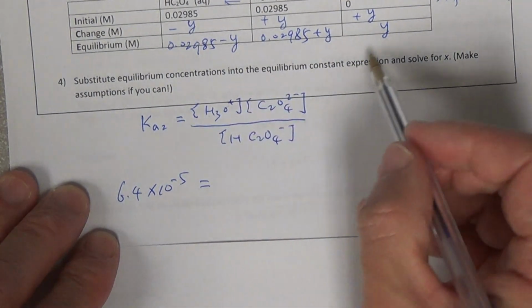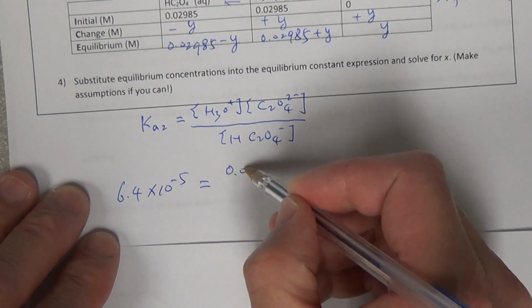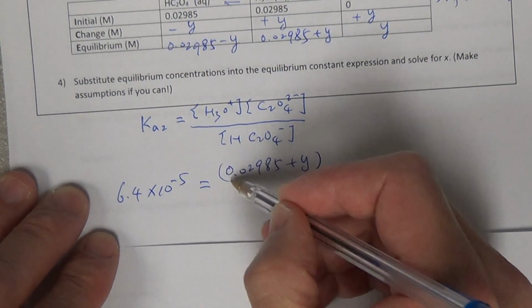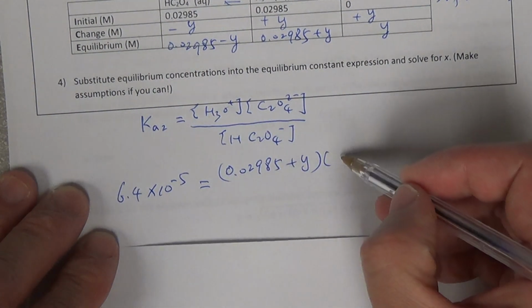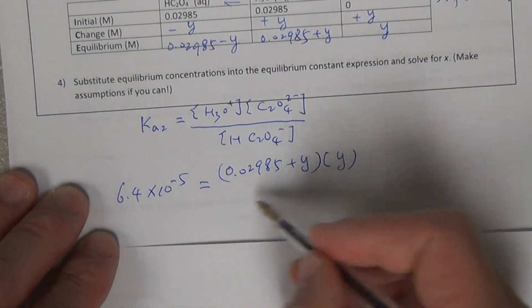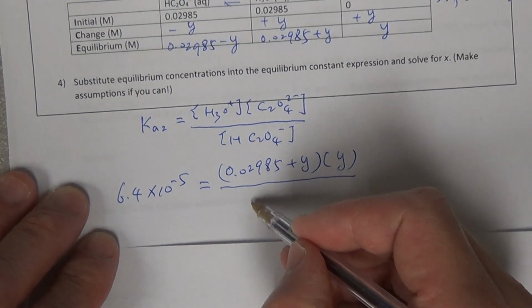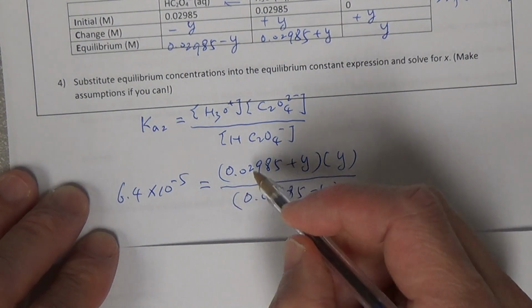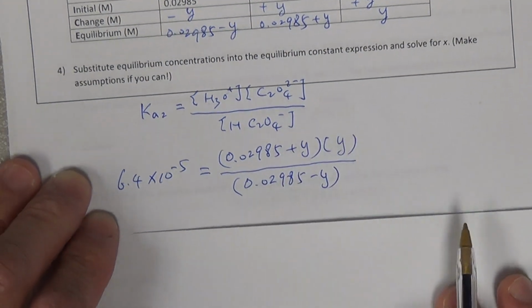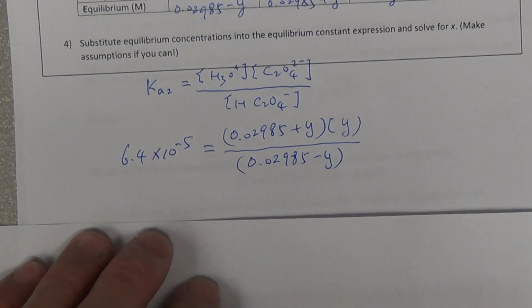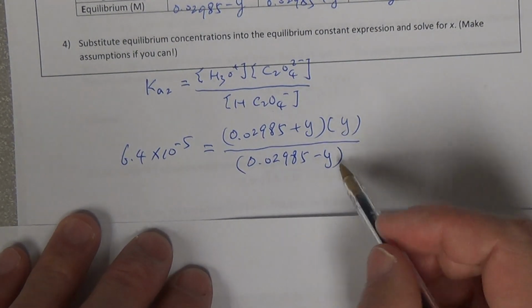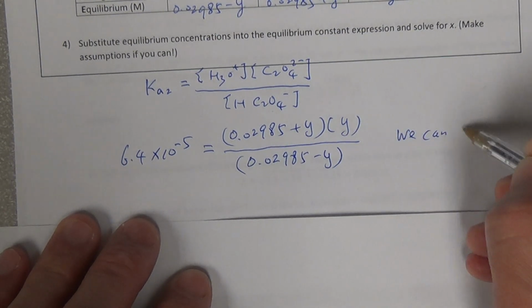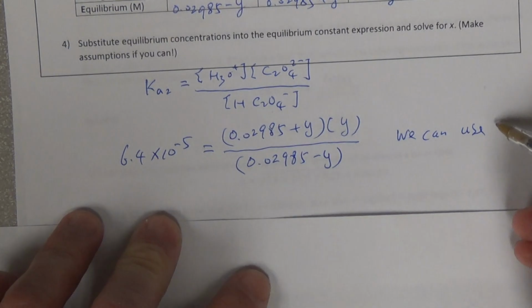And then we plug in 0.02985 plus y for the H3O+ and y for the C2O4 2-, and then 0.02985 minus y for the HC2O4-. So we get this equation. Now this equation is quadratic, but we can use that approximation.